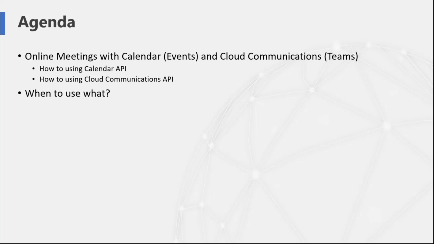Should they be going to the Events API and using the calendar? Should they be using the cloud communications API via Teams? So what I'd like to do today is clear up and speak to both of these, first of all to ensure that we have a good understanding of what they're for, how they're used, and also when to use what, which is the reason why it's termed that way.